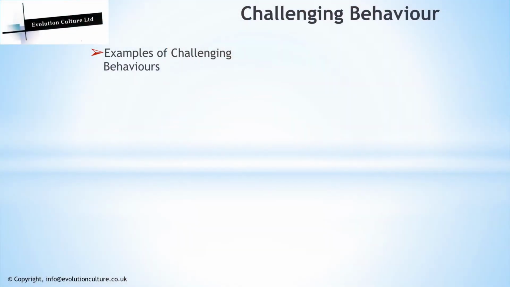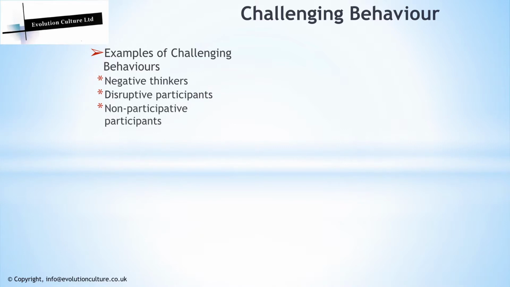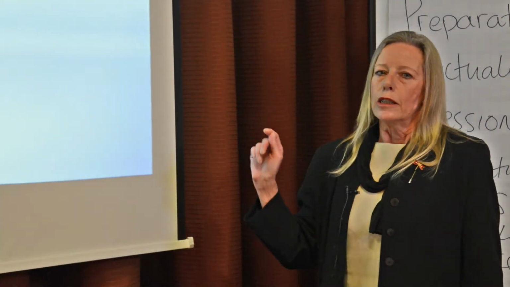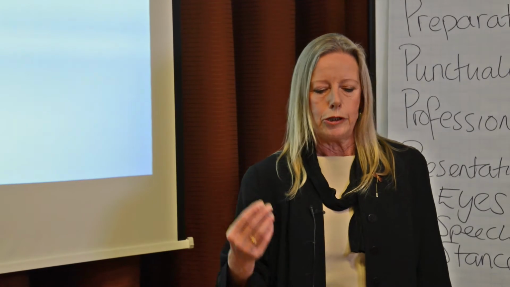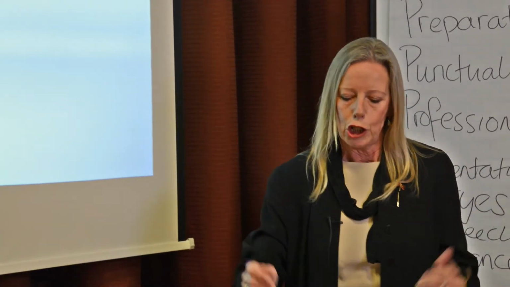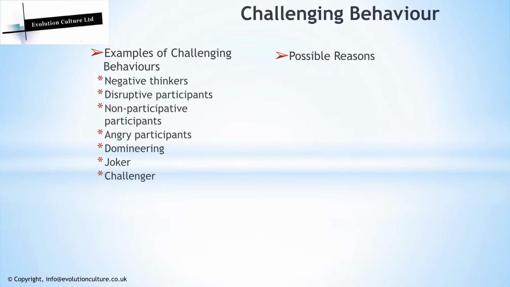So we have a list now of some examples. We have negative thinkers, disruptive, the non-participative ones, the ones that just won't say anything, the angry ones, the domineering jokers, the ones who challenge and want to take control. There are many reasons behind this. It's going to be your job to try and probe and resolve and turn those people around from negative thinkers to positive thinkers and so on. But always bear in mind the reasons behind.